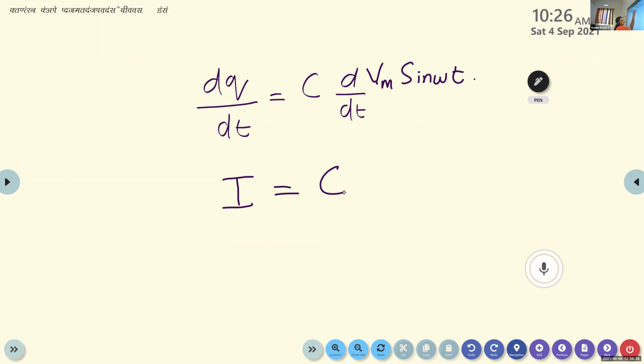So here Vm is a constant. A constant value of EMF is applied to this capacitor. So we can take this term outside. So it becomes Vm into C into d by dt of sin omega t. I is equal to Vm into C d by dt of sin omega t.